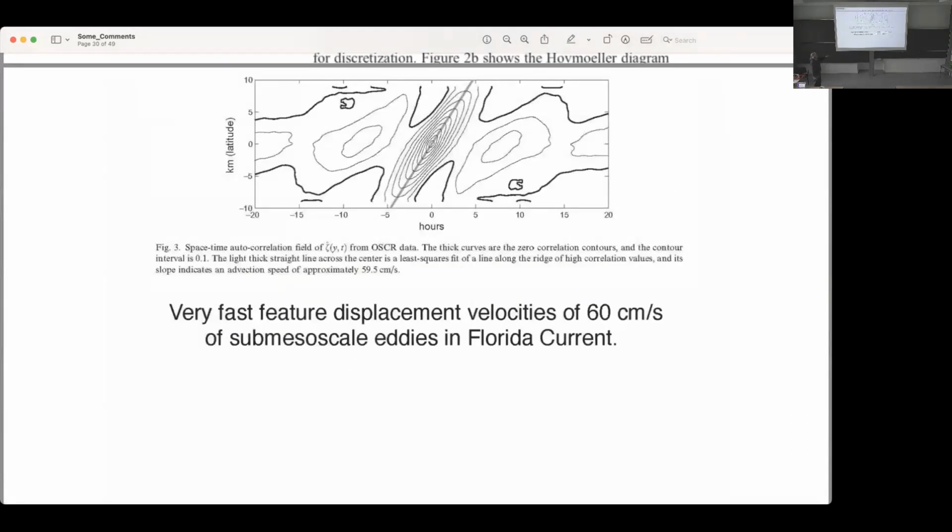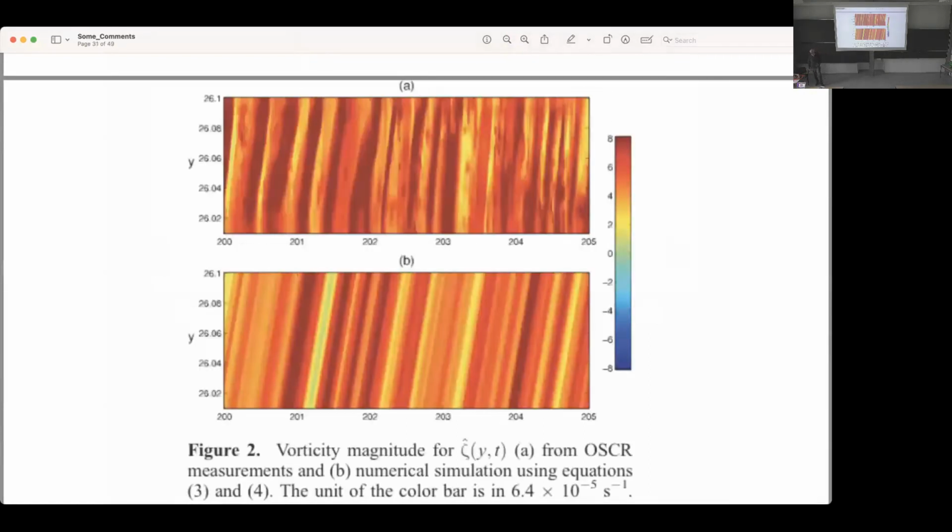So here's a space-time correlation calculated from that velocity data set. We have lag in hours on the bottom, and the vertical axis is kilometers. If we take the slope of that, that's the displacement velocity. And here it was on the order of 60 centimeters a second, which for the ocean is pretty fast.